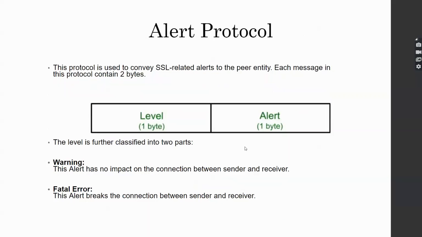Alert Protocol. This protocol is used to convey SSL related alerts to the peer entity. Each message in this protocol contains 2 bytes. Level 1 and alert. This level is further classified into two parts. Warning. This alert has no impact on the connection between sender and receiver. Fatal error. This alert breaks the connection between sender and receiver.